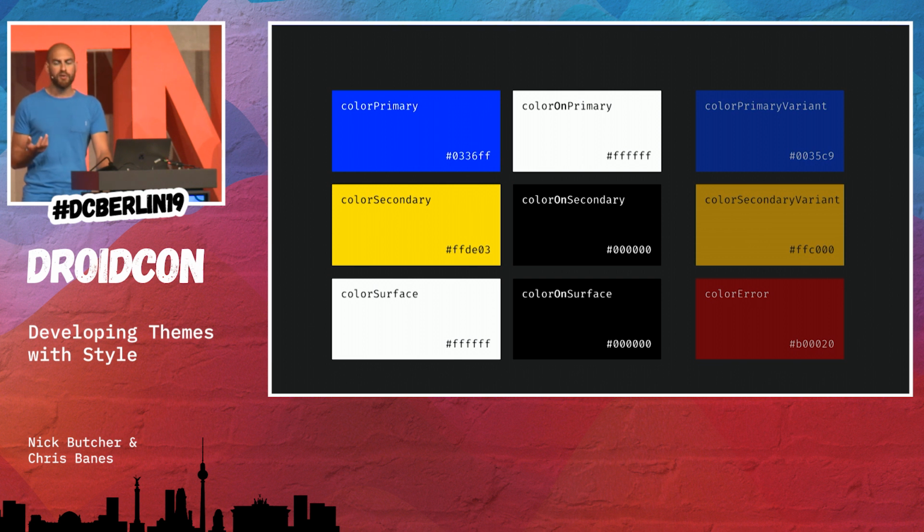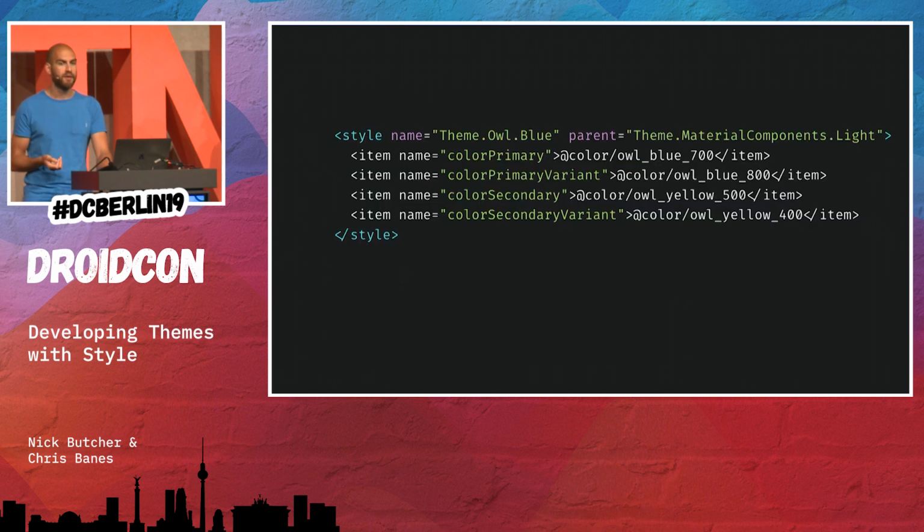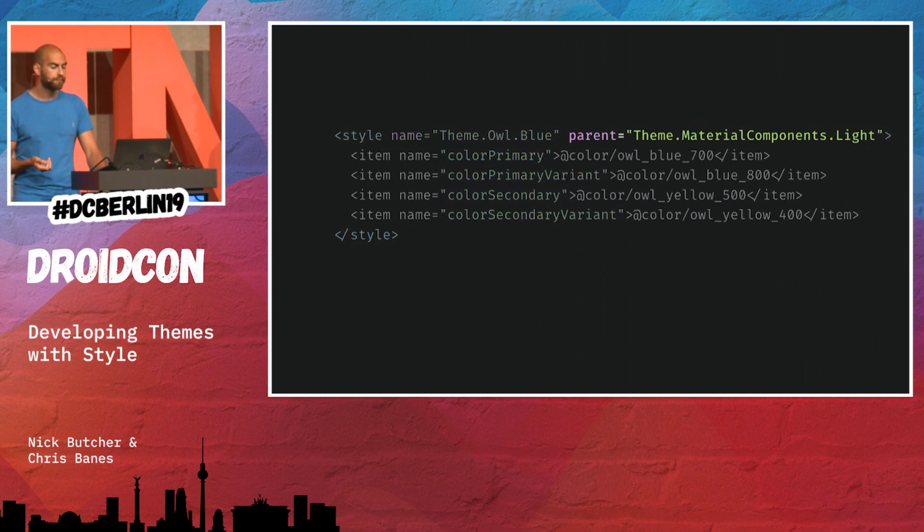Interestingly, Material also introduces these on colors, so color on primary, color on secondary, which are fully opaque colors which are guaranteed to contrast against their related colors. So for example, color on surface will always contrast against the color surface. You then supply these, as we've seen so far, very simply using the theme attributes in your app's theme. And this will then ripple out to all the widgets which reference these theme attributes later on.